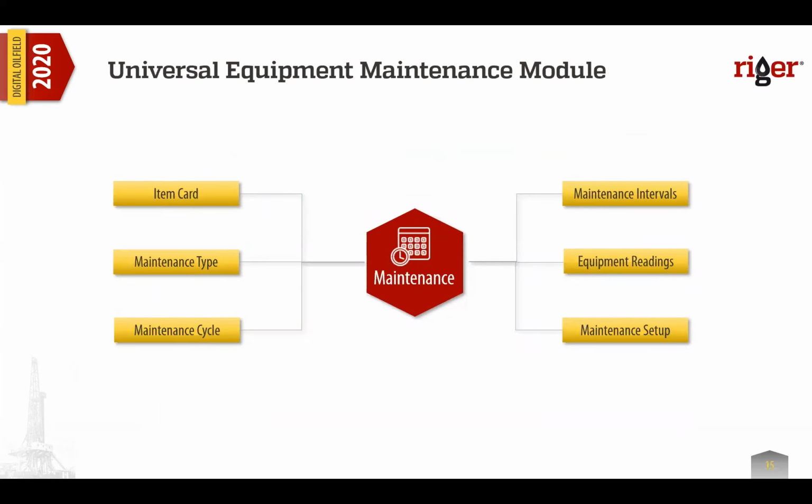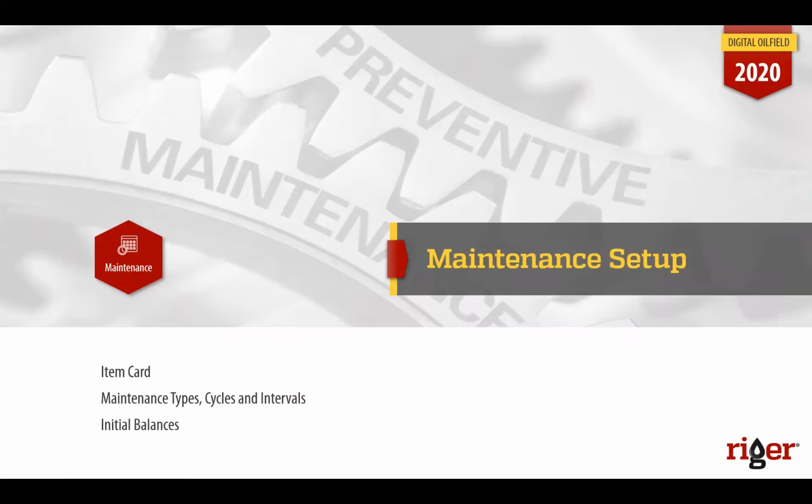The maintenance module, it's not our first attempt to build this module, and this time we did this as a universal approach where we can set up different maintenance for different units. We can set up multiple maintenance types, multiple maintenance cycles with different intervals. We can set up different readings for different units. And definitely we can set up different settings for those. Let's talk about maintenance setup and how we design this setup process in RigER.